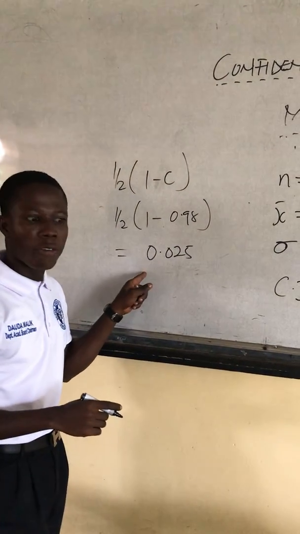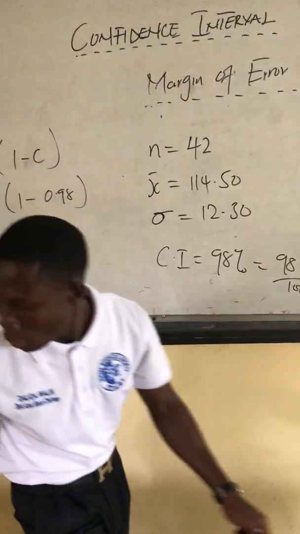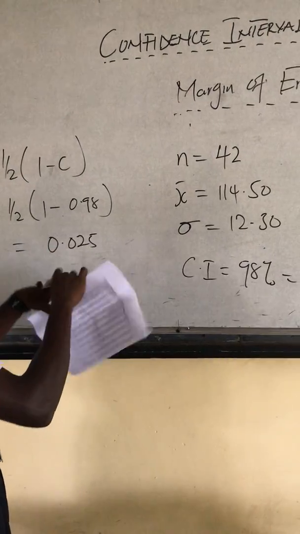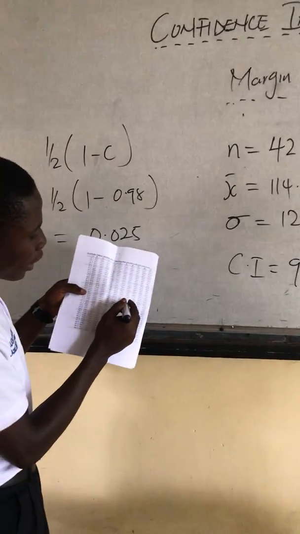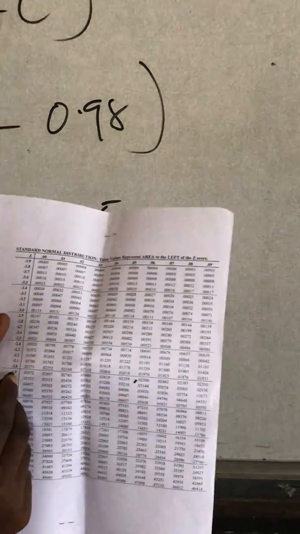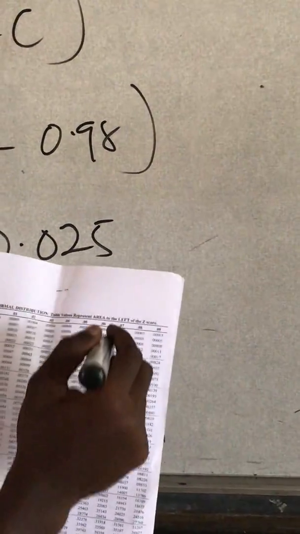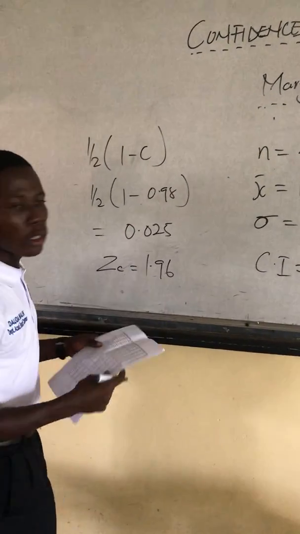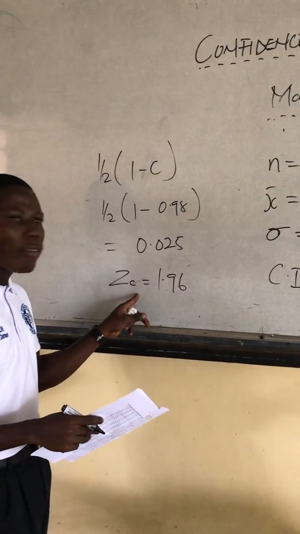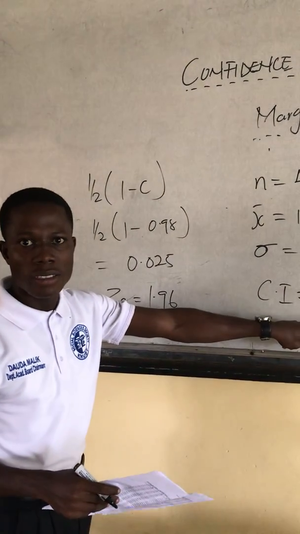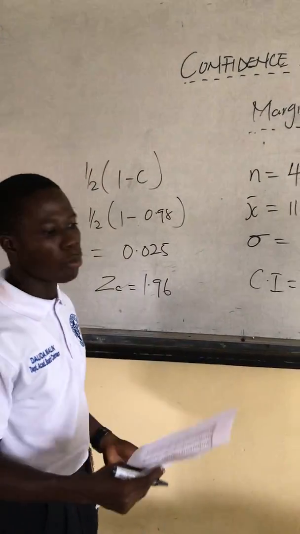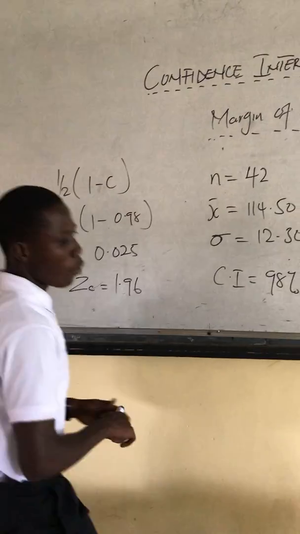With this 0.025, you take your standard normal table to find 0.025. It's here, and it corresponds to a z-score of 1.96: 1.9 on my vertical axis and 0.6 on my horizontal axis. So it means I've gotten my critical value for the 98% confidence interval. Now, I just have to substitute these figures into the formula, then I'll get my answer. So the margin of error said that.